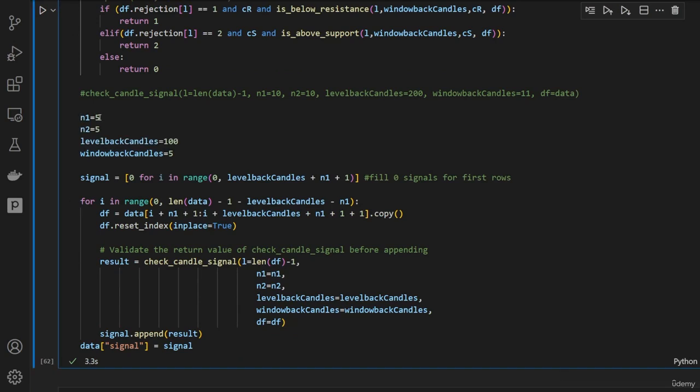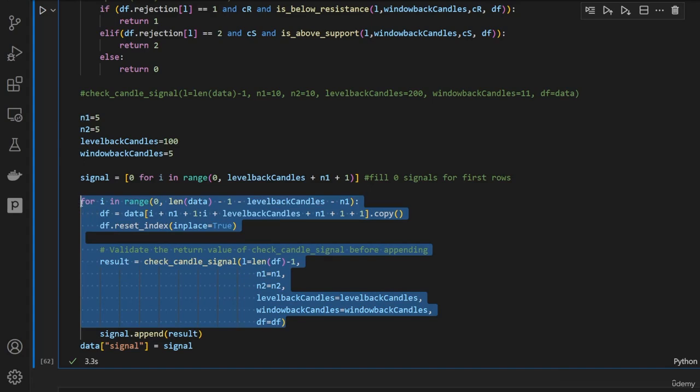So I'm defining N1 equal to 5, N2 equal to 5 as well. And for the level back candles, I'm taking 100 days just to detect support and resistance levels. And the window back candles is equal to 5. Just a reminder, it should be either equal to or greater than N2. And we're defining a new signal list that we're going to fill with the signals, considering the data frame that we've just downloaded. This is just to test if our functions are working properly.